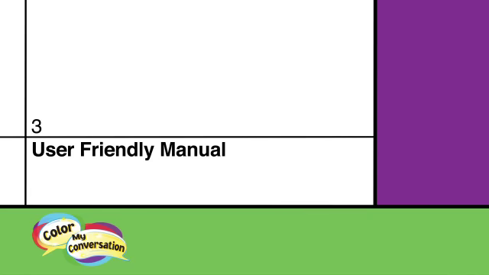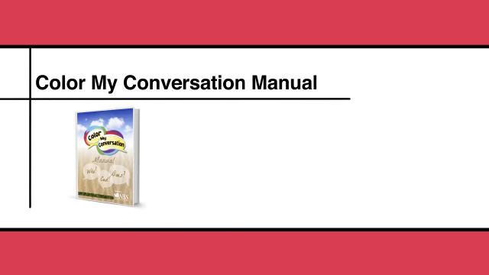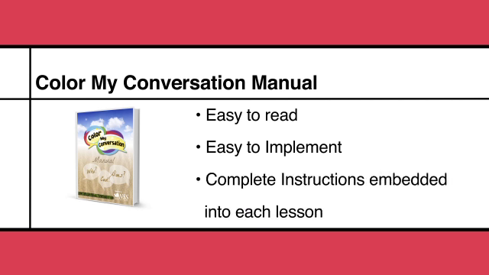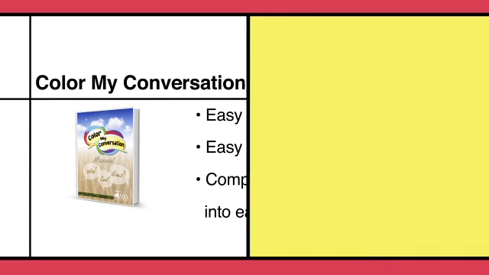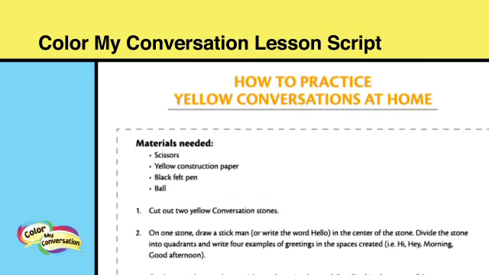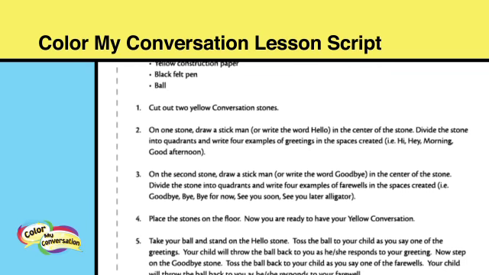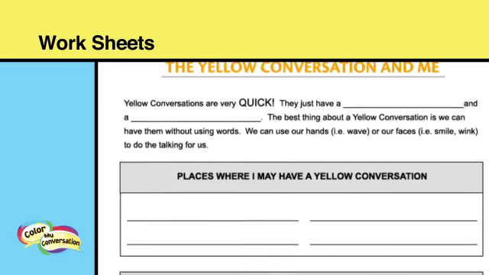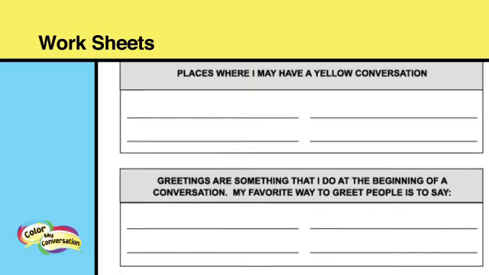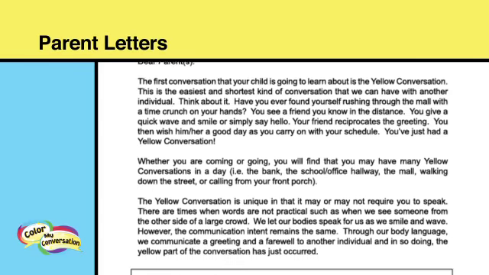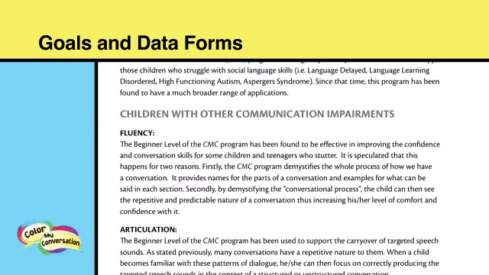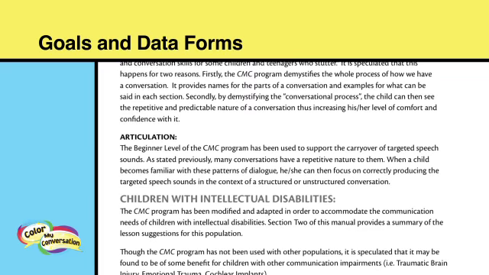Number 3, user-friendly manual. The Color My Conversation manual is easy to read, and the lessons are easy to implement. This is because the complete instructions are embedded within each lesson. The conversation coach can read the instructional script word for word and can rely on this example during the learning stages of program implementation. Worksheets are provided within most lessons, and parent letters can simply be photocopied and sent home. Pre-written goals and data keeping forms are available for the purposes of accountability.